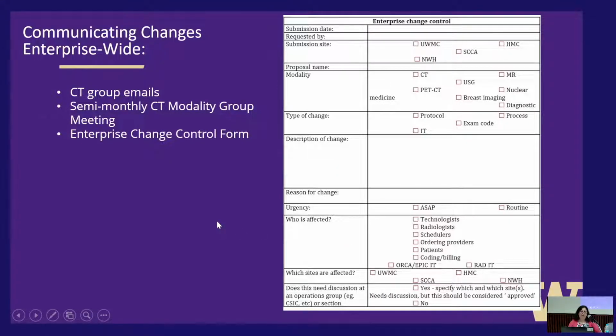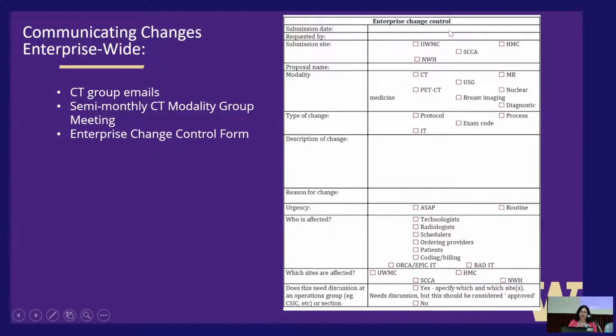So then how do we communicate? I showed you one example in the previous talk. Here's another example: communicating changes enterprise-wide. All those hospitals are under one enterprise. How do we do it? We do CT group emails. There are semi-monthly CT modality group meetings, so twice a month, every Thursday morning, you can bring it up. And then the change control form.